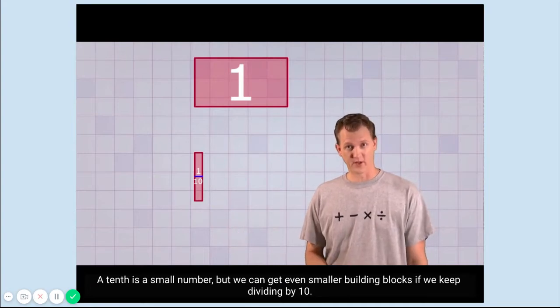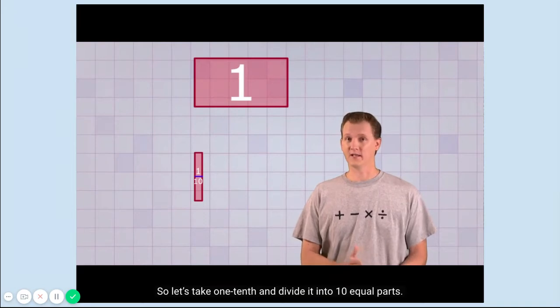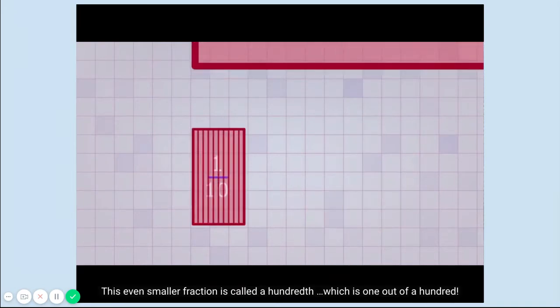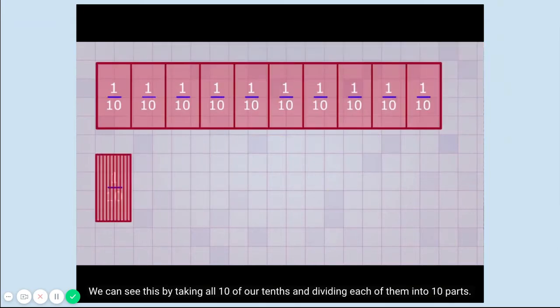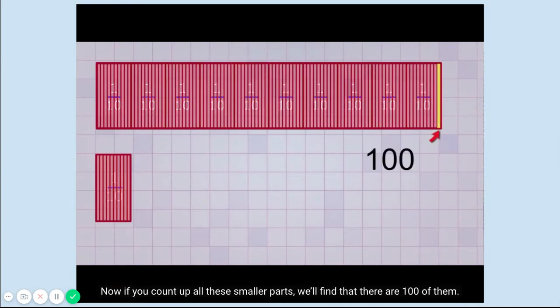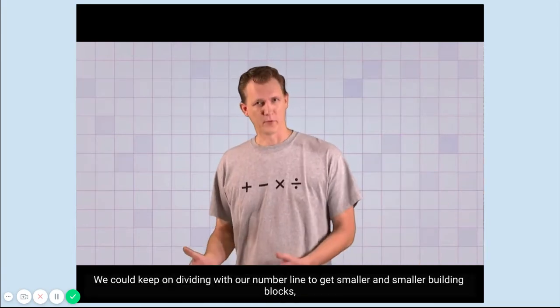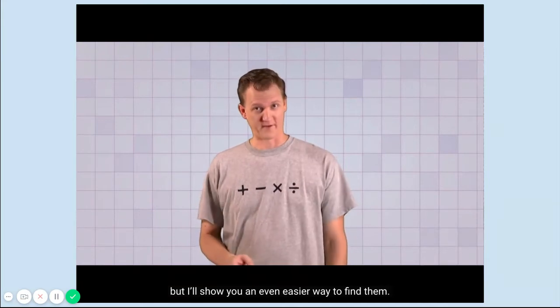We can get even smaller building blocks if we keep dividing by 10. So let's take 1/10 and divide it into 10 equal parts. This even smaller fraction is called a hundredth, which is 1 out of 100. And since it's 1 over 100, it would take 100 of them to equal 1. We can see this by taking all 10 of our tenths and dividing each of them into 10 parts. Now, if we count up all of those smaller parts, we'll find that there are 100 of them. We could keep on dividing with our number line to get smaller and smaller building blocks, but I'll show you an even easier way to find them.